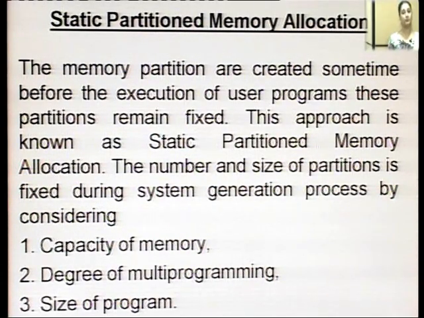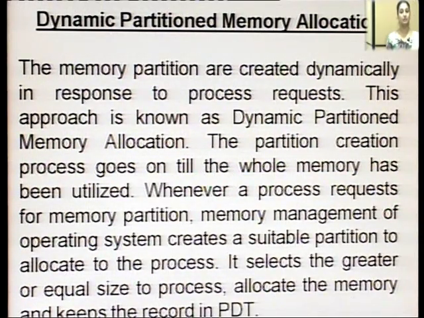The number and the size of the partitions are fixed during system generation by considering three different factors. We can fix the size of the partition, or we can fix the number of partitions according to these three factors. First is the capacity of the memory, the total area which a memory is holding. Second is the degree of multi-programming, the largest number of programs which can be executed at the same time. Third is the size of the program, the maximum size of a program which has to be executed at that time. Now the dynamic partition memory allocation.